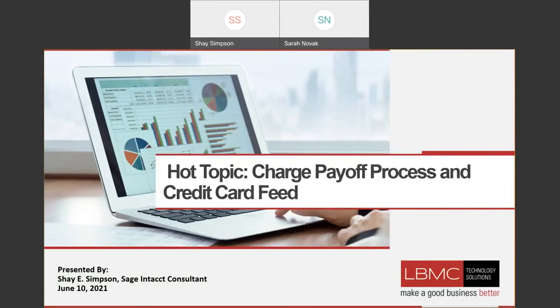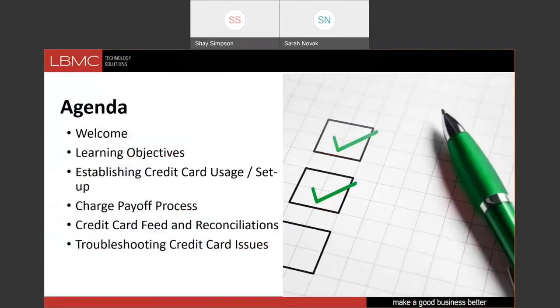All right, so I have gotten multiple questions from various clients in regards to the charge card payoff process and what that looks like. So we're going to dive into this today. Our agenda is we're going to go through our learning objectives. We're going to establish credit card usage and set up. We're going to walk through that charge card payoff process. We're going to look at the credit card feed and reconciliations, as well as troubleshooting credit card issues.